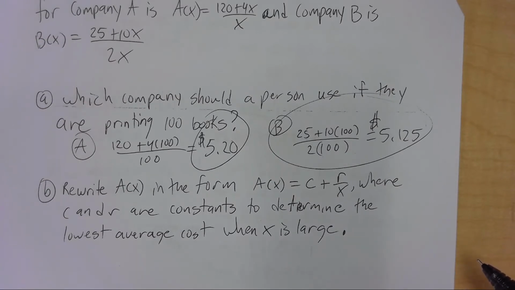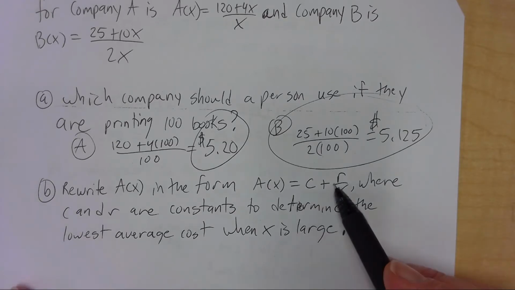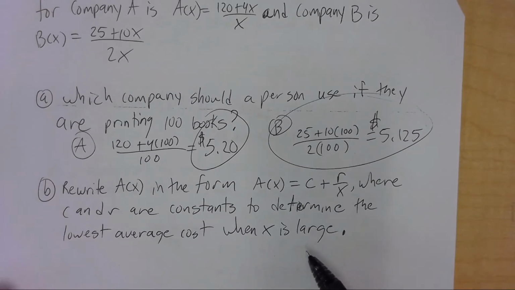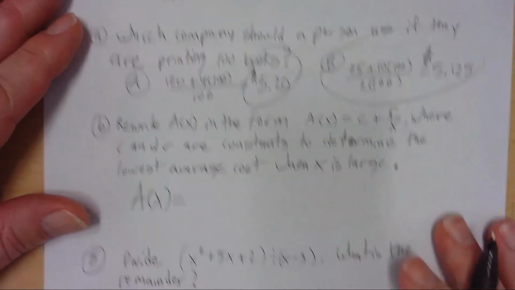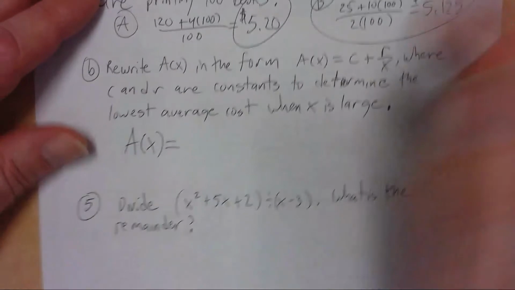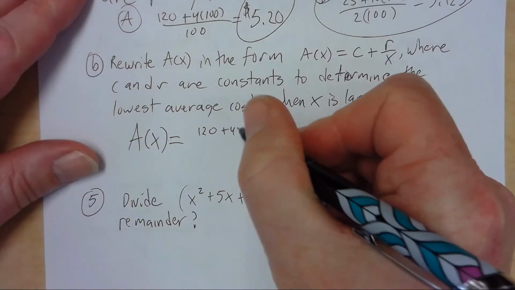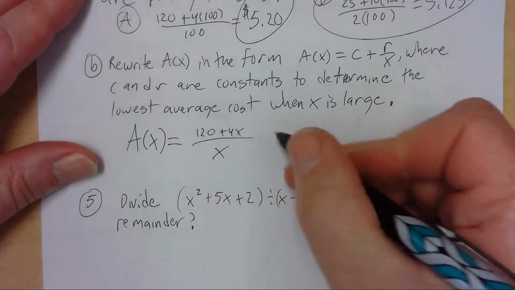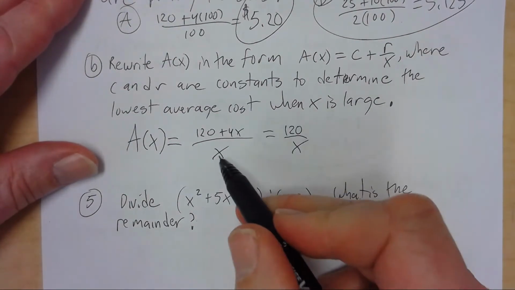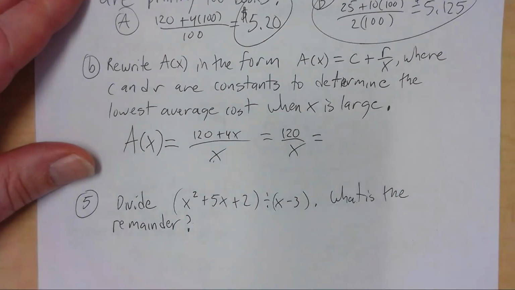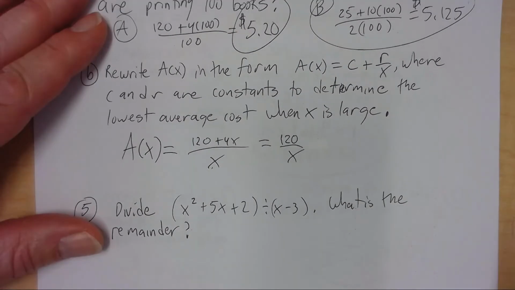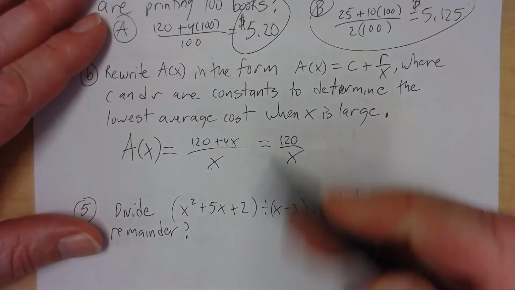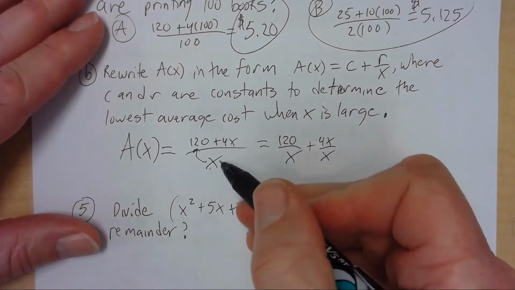All right, we're going to rewrite the A of x in the form of a constant plus the remainder over x, and then what's the cost when x becomes really large. So we're just dividing this. A of x can be rewritten this way, 120 plus 4x over x. So x divides into the 120, so you'd say 120 over x. And then x divides into 4x. So I'm dividing x into the first thing and dividing x into the second thing.